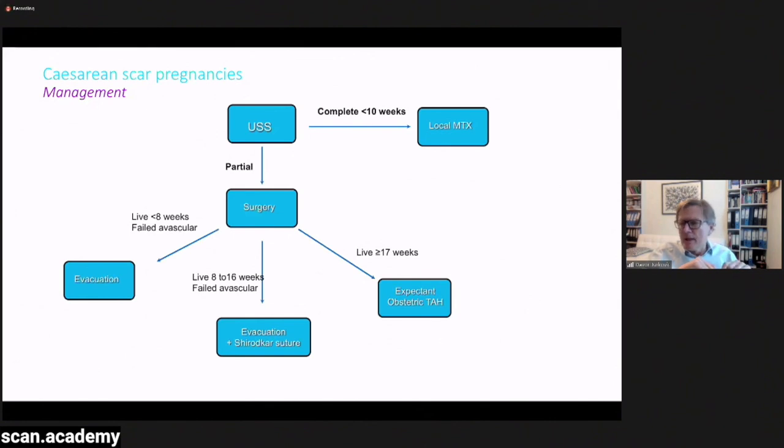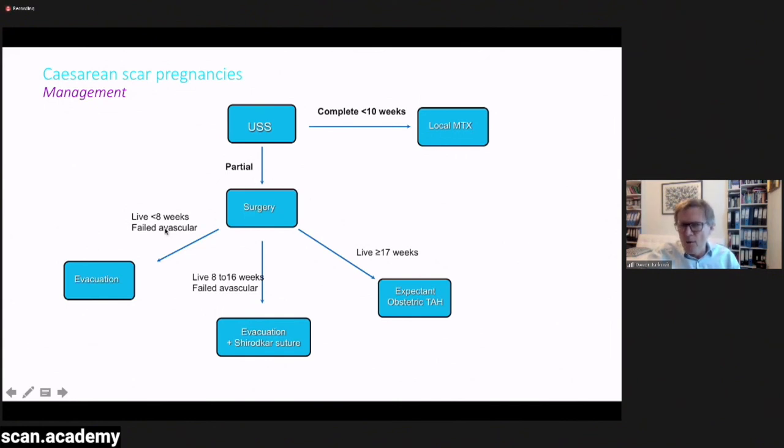Just to summarize my talk, this is the management protocol we use in our hospital for many, many years. It hasn't changed because it works. I'm still here, have no medico-legal cases, and none of my patients died. There was one hysterectomy out of 350 cases. So if the cesarean section scar pregnancy is complete, we will manage with local methotrexate below 10 weeks. If it's bigger than that, it's actually an abdominal pregnancy, a pregnancy in the broad ligament. So if you want to tackle it, you have to treat it as you would treat any abdominal pregnancy. If it's partial, we'll consider surgery.